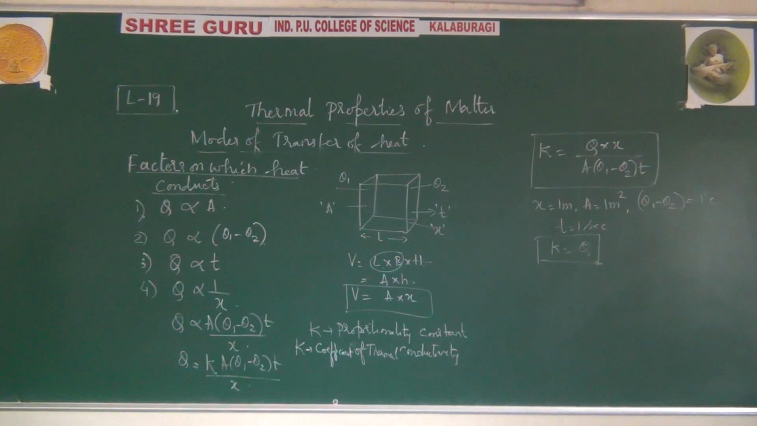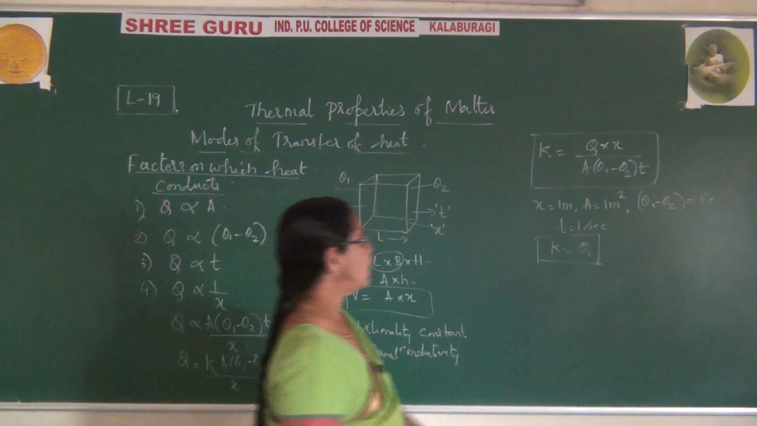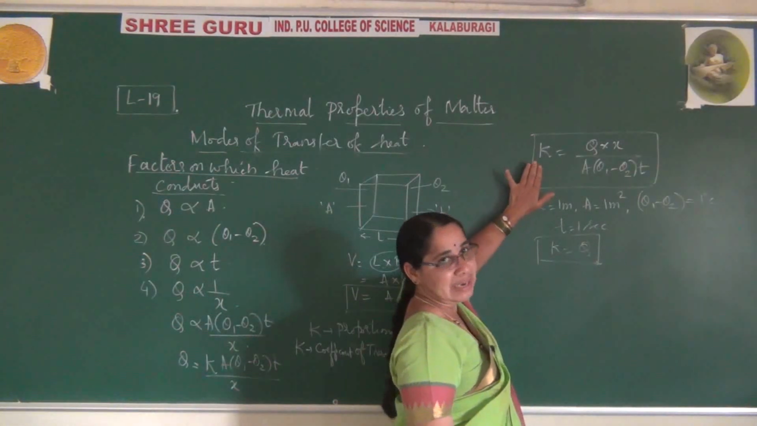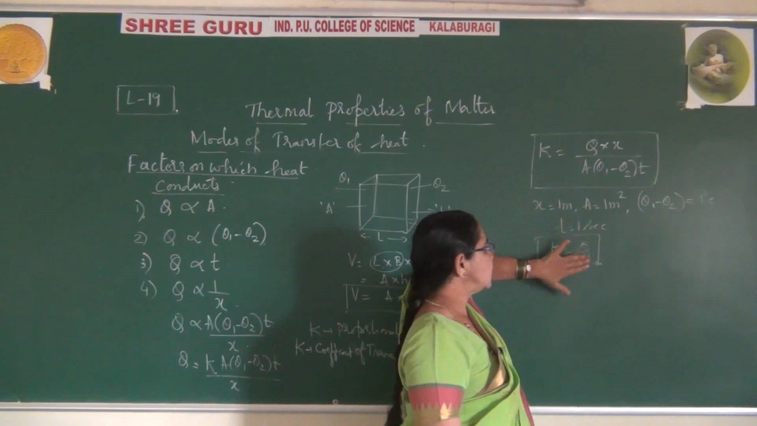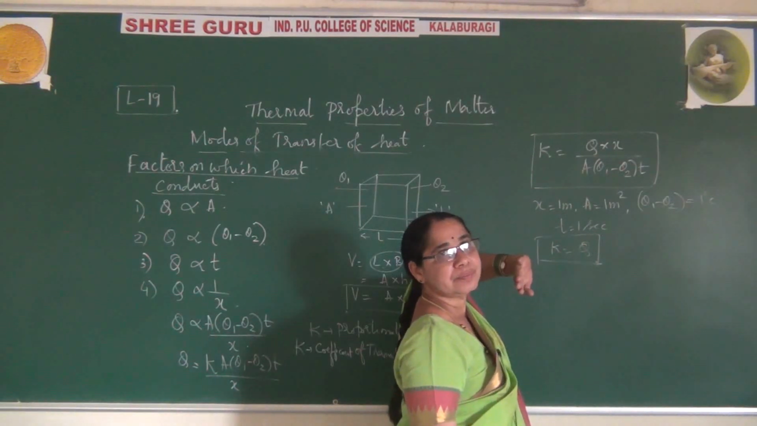You can say the coefficient of thermal conductivity of a material is the quantity of heat that flows per unit time, per unit area of cross section, with respect to unit temperature difference. Then it is called thermal conductivity.